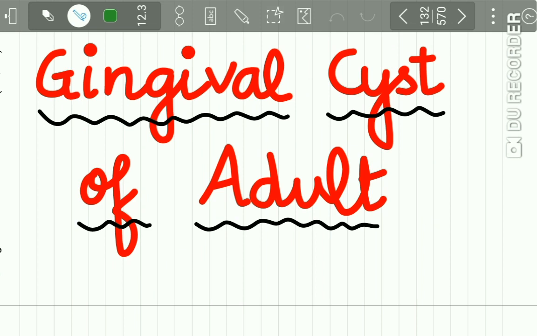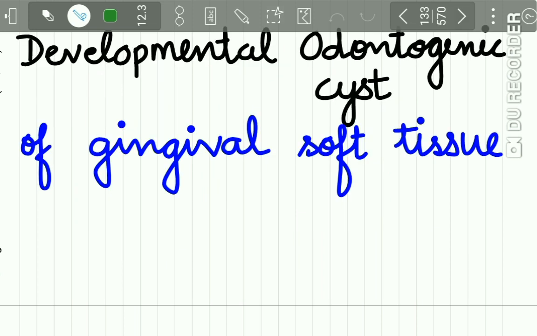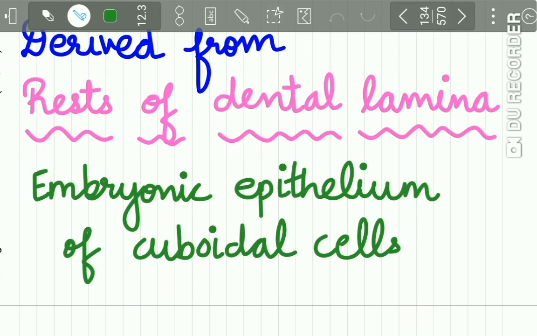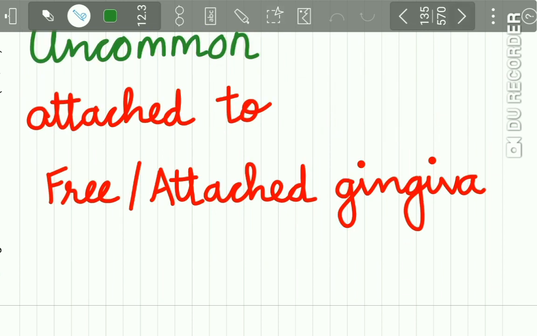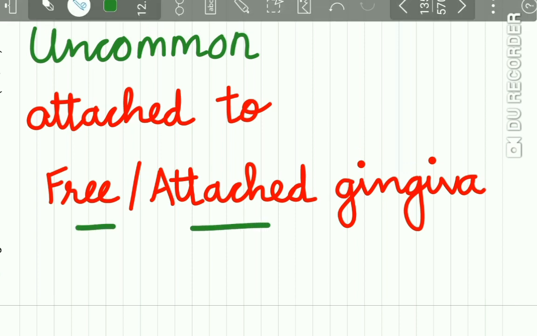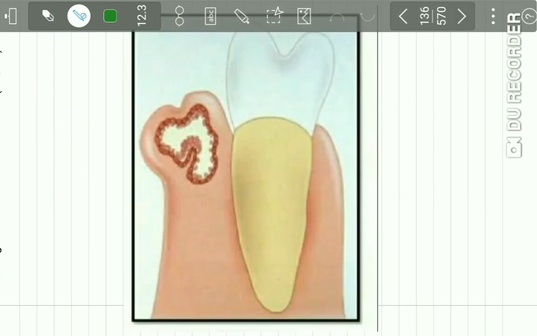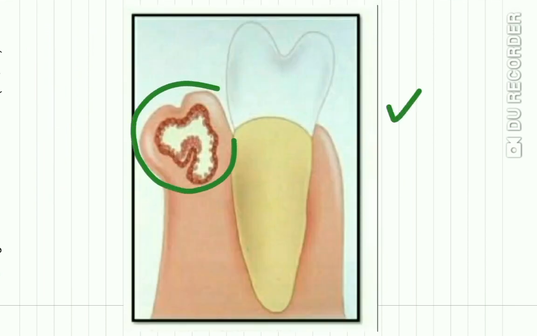Today's topic of discussion is gingival cyst of adult. This cyst is a developmental odontogenic cyst of the gingival soft tissue. It is derived from the rest of the dental lamina, and it is made up of an embryonic epithelium consisting of cuboidal cells. It is a rather uncommon cyst of the gingival soft tissue, and it occurs on the free or attached gingiva. So here in this picture you can see the gingival cyst of adults present in the free gingiva.